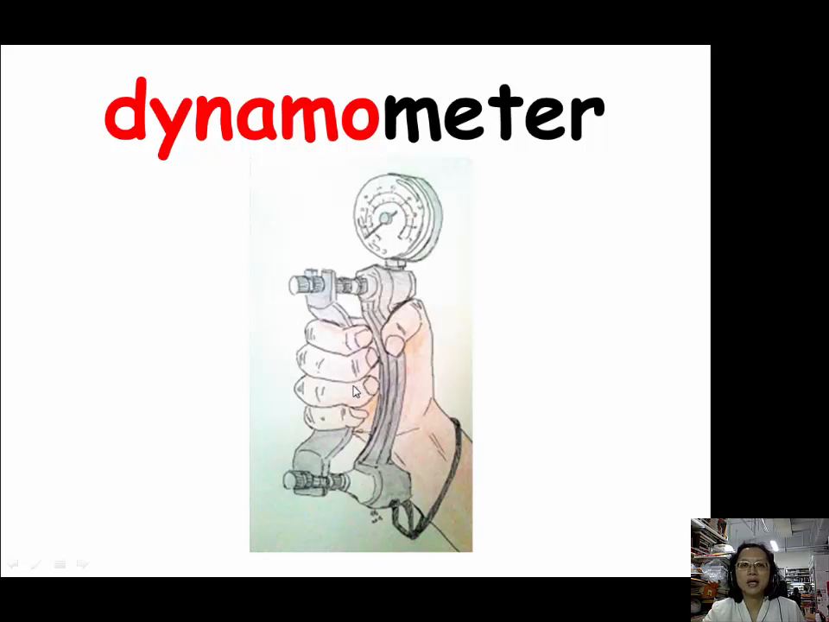Like this is a grip dynamometer. It's used to measure the strength of your hand. You grip this thing and the dial here will show the strength of your grip. This is a grip dynamometer.